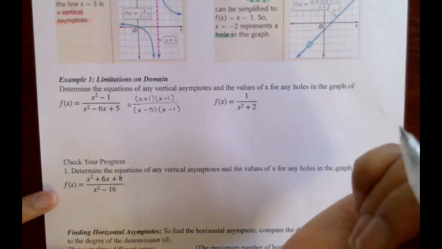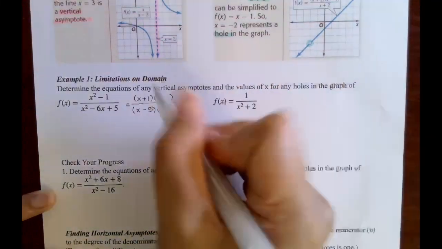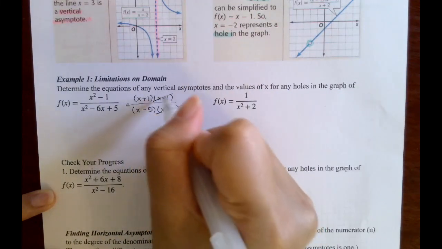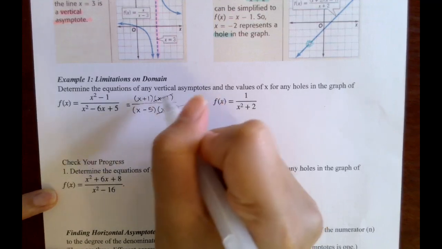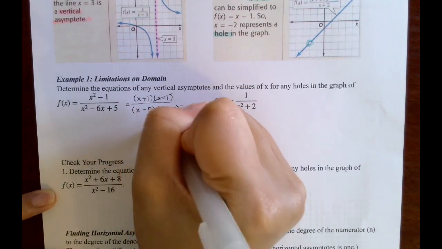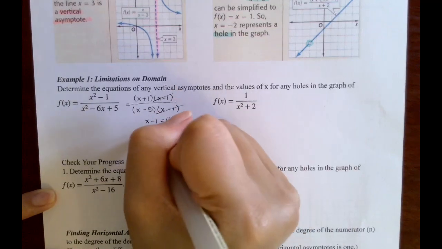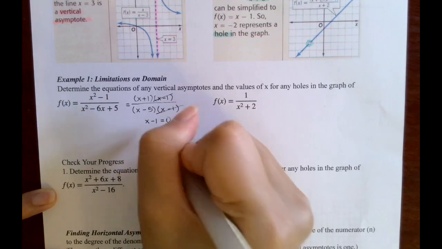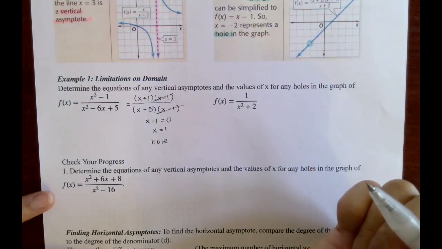Here, I see that x minus 1 is canceled out. This creates a hole where x minus 1 equals 0. Add 1 on both sides, x equals 1. There is a hole where x equals 1.